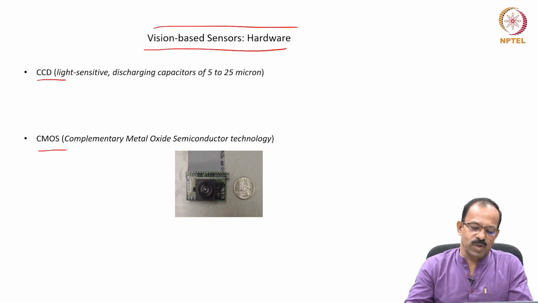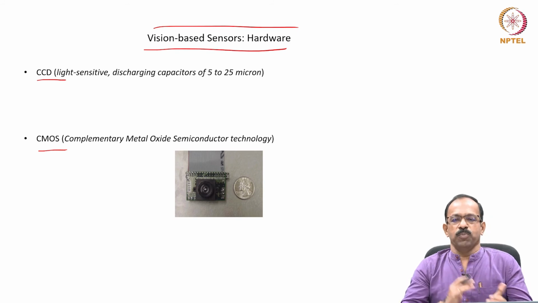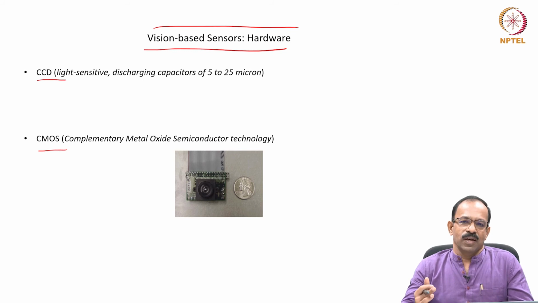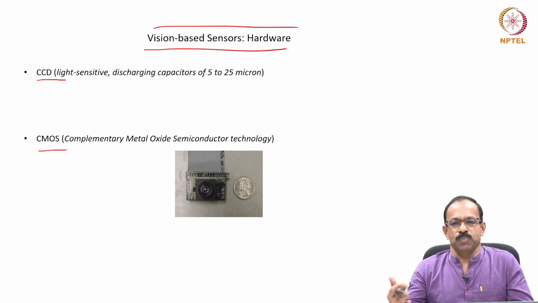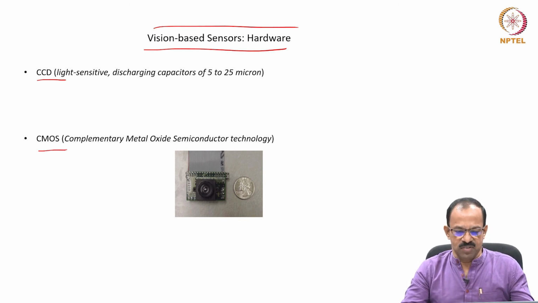So, whatever may be the camera, what you are getting is an image from the camera, and then you need to process the image and collect the information, and see what information you are getting from the images. So, that is the vision based sensors.